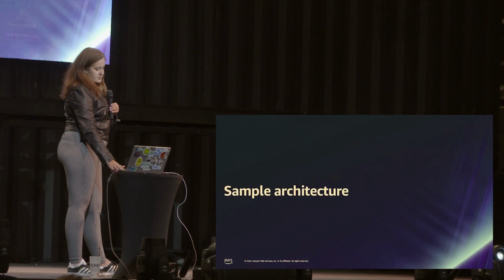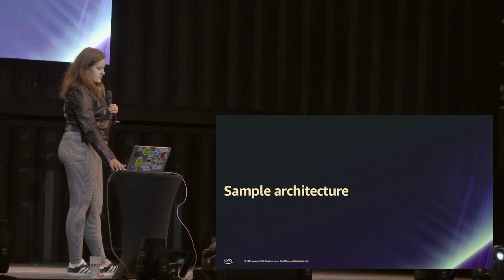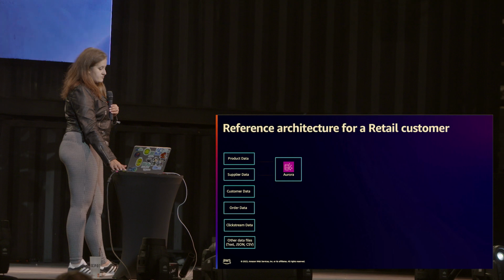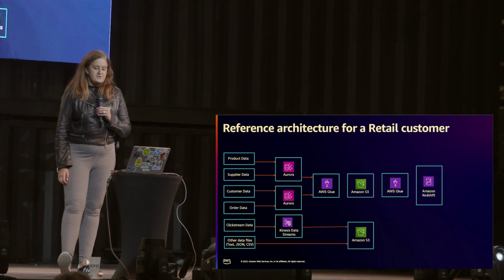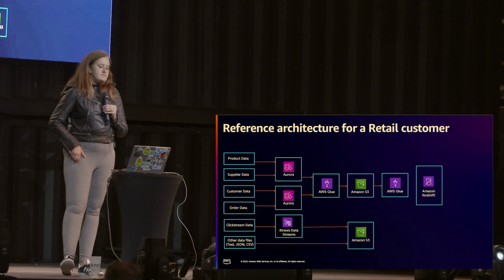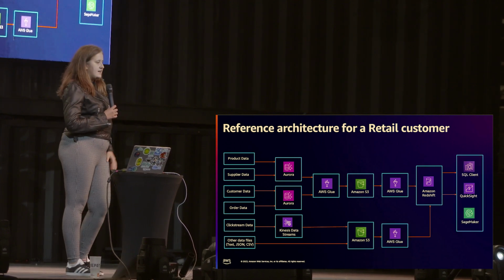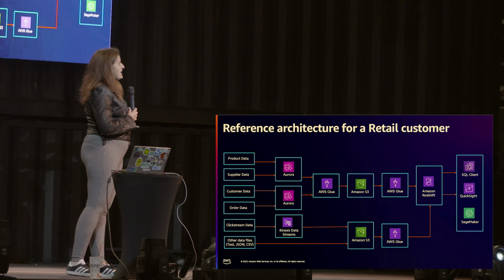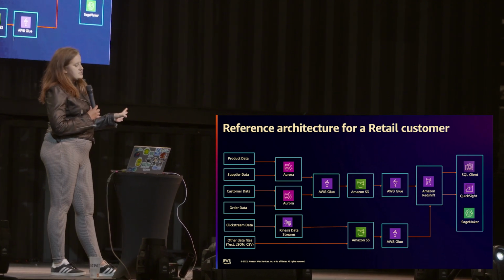Now let's look at a sample architecture. We're going to start off with a little example, and this was a customer that we worked with a number of years ago. This was a retail customer, and they essentially had 6 different data sets. These data sets were using different services on AWS, and they essentially wanted an easier way to integrate their data together. So this is the as-is architecture.